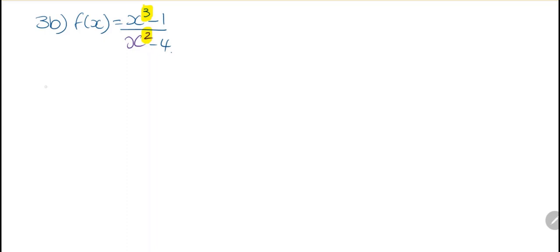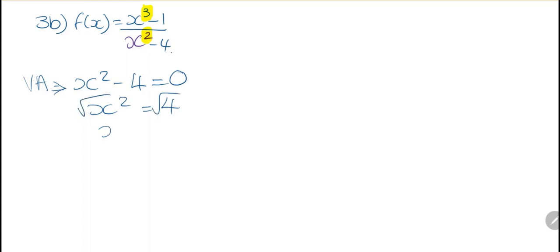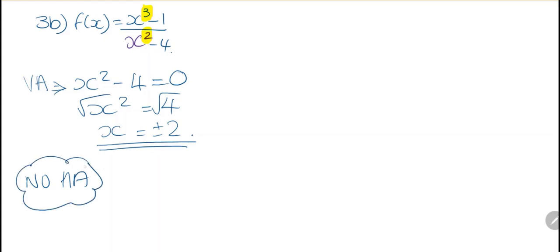So first of all, let's work out the vertical asymptote. The denominator is x squared minus 4, so we're going to set this equal to 0. So x squared is 4. Take the square root of both sides, so we'll have x is equal to plus or minus 2. So we have 2 vertical asymptotes. Now there's not going to be a horizontal, but we will have an oblique. And we need to find the equation of the oblique asymptote.